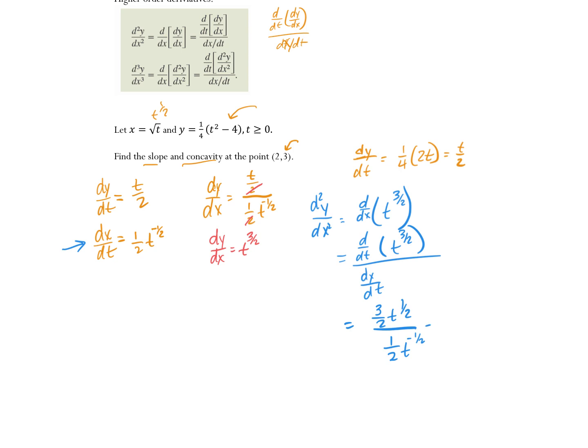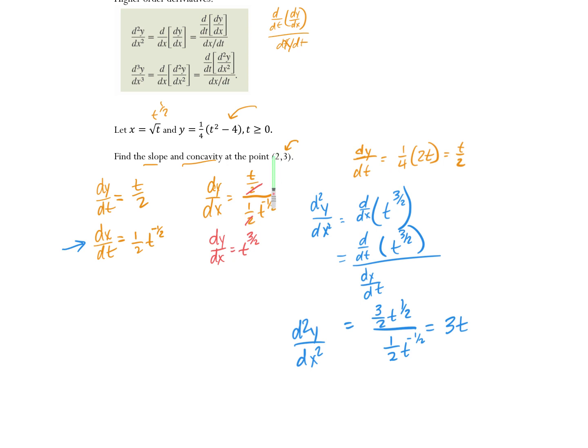And now with just a little bit of simplification, we can see that this simplifies down to 3t. All right, so we have our first derivative is t to the 3/2. Our second derivative is 3t. We have one more problem here that we haven't really addressed, and that is, what do we normally do to find slope? We plug our point here into our derivative.